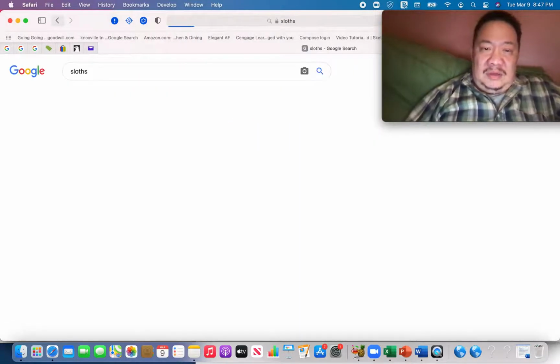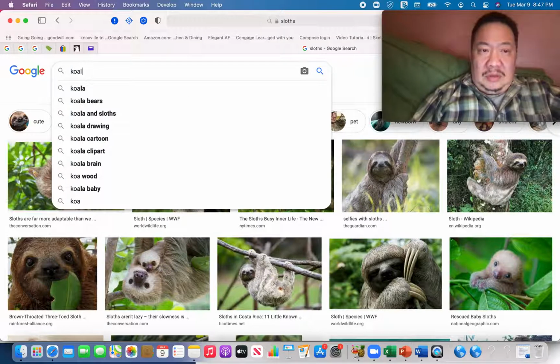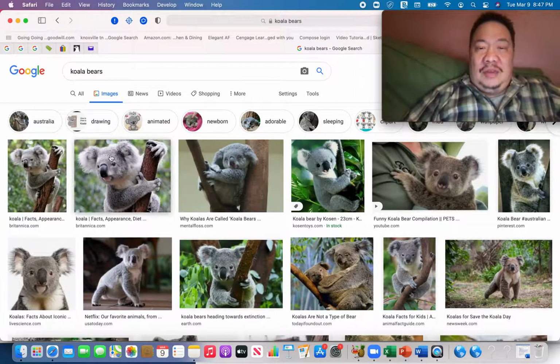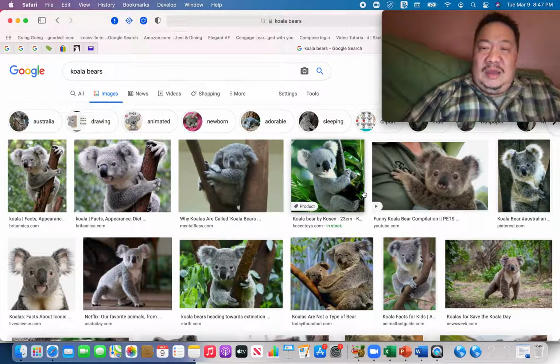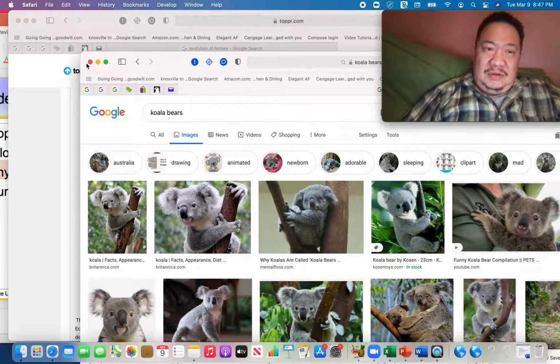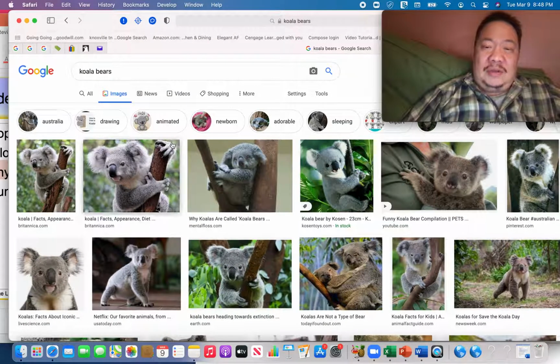Sloths. These are sloths. They have low crown teeth, and they have very small, delicate teeth to tear apart leaves. Koala bears have low crown teeth. They eat leaves off of trees. They live in the trees. Sometimes they're on the ground, but they always have low crown teeth.